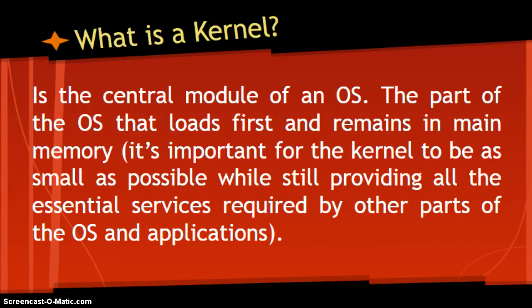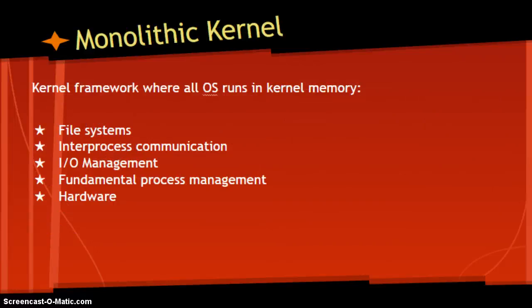What is a kernel? It's the central module of an OS, the part of the OS that loads first and remains in main memory. Monolithic kernel: a kernel framework where the whole OS runs in kernel memory, for example file systems, inter-process communication, I/O management, fundamental process management, and hardware.